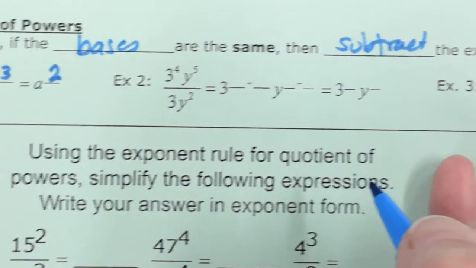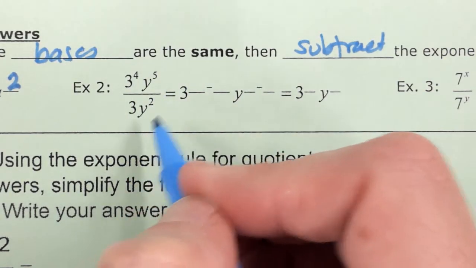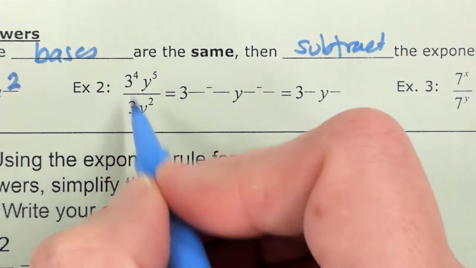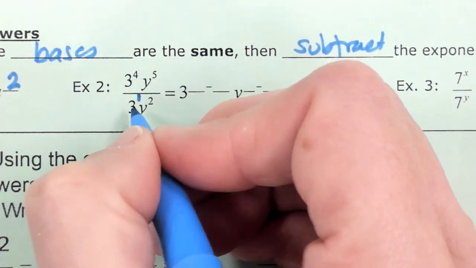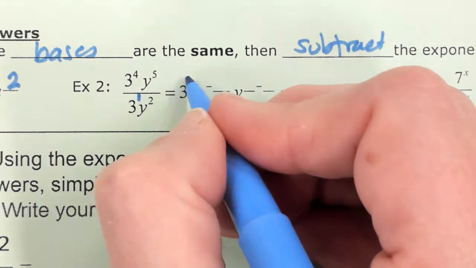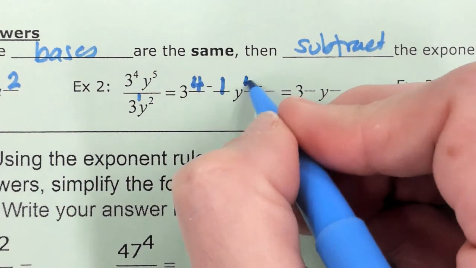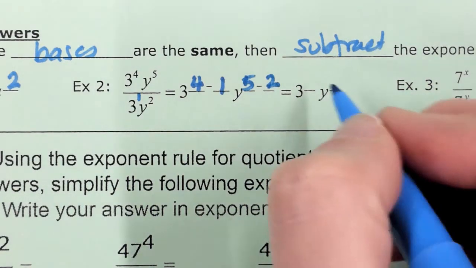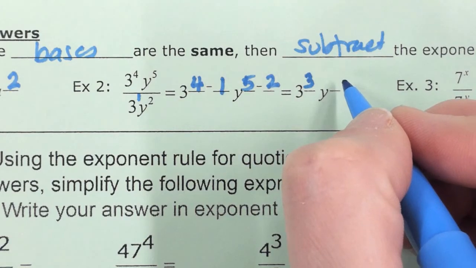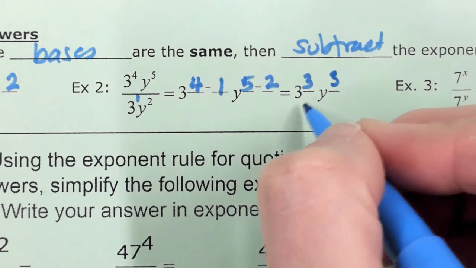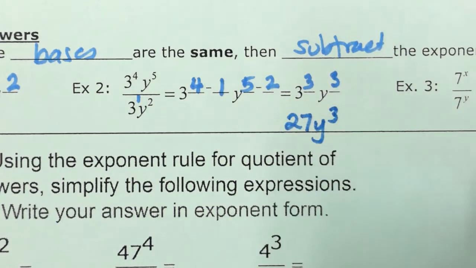Okay? Here I have 3 to the 4th y to the 5th over 3y squared. Now notice, in this one, 3 is the base. So I have 3 to the 4th, so we're actually going to be subtracting these. It works with numbers too. So 3 to the 4 minus 1, y to the 5 minus 2, equals 3 to the 3rd y to the 3rd. And if you wanted to, you could put 3 to the 3rd in the calculator, which gives you 27 y to the 3rd.